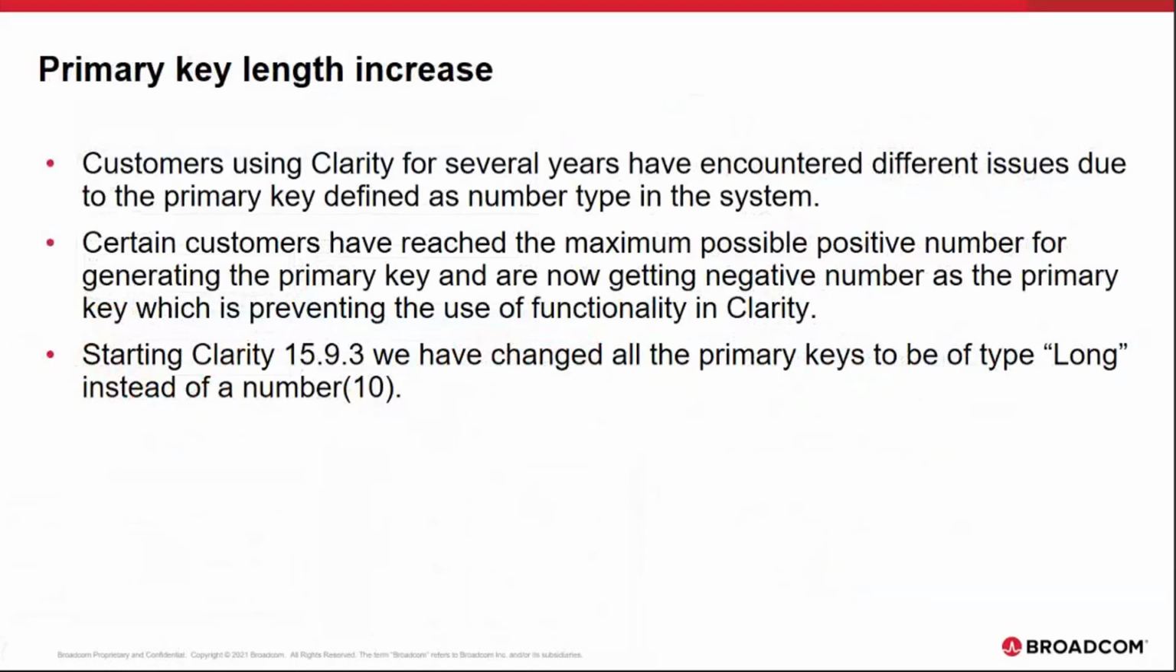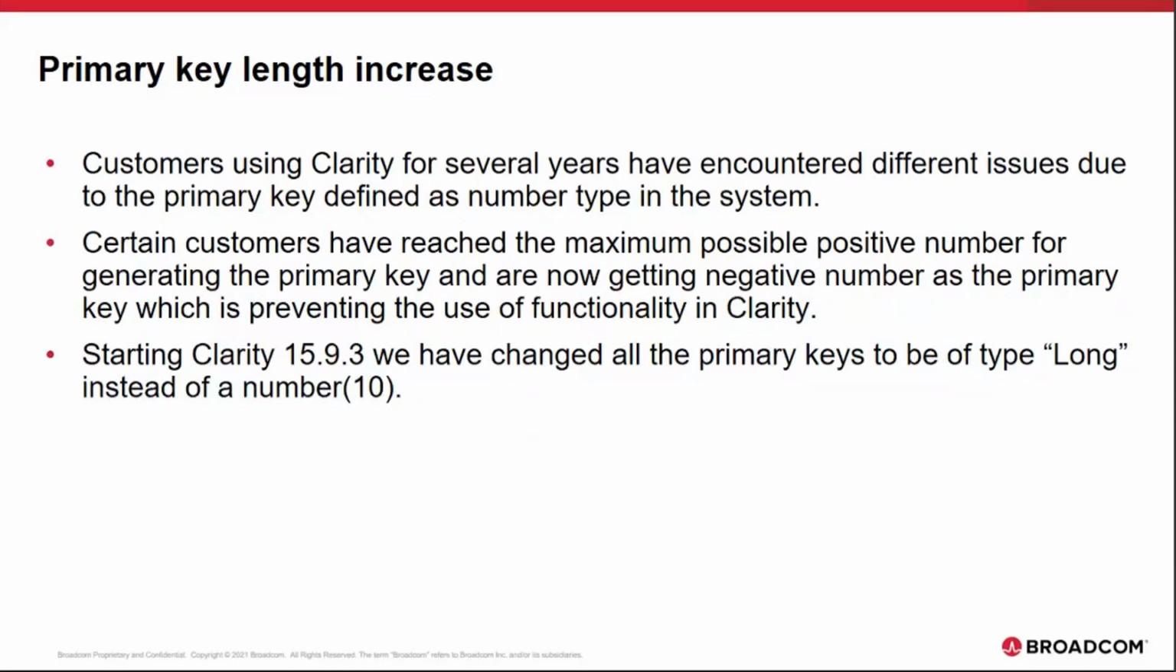In 15.9.3, we are also expanding the length of the primary keys. Customers that have been using Clarity for several years and using functionality where they've been generating a large amount of data, such as timesheets, have encountered an issue where the primary key length has reached its maximum number, and generating any more new key results in a negative number. For anyone that knows database configuration, once the attribute type reaches the maximum integer value, it'll start with the negative maximum integer value and then start back again.